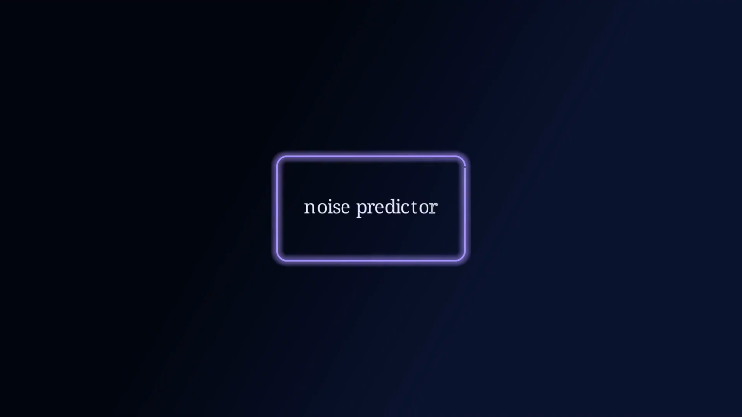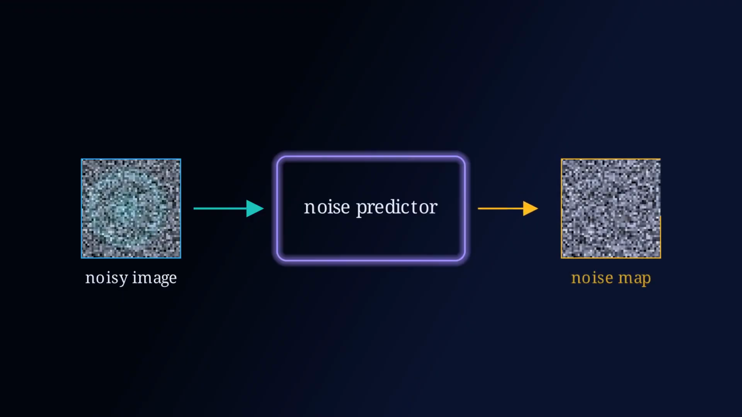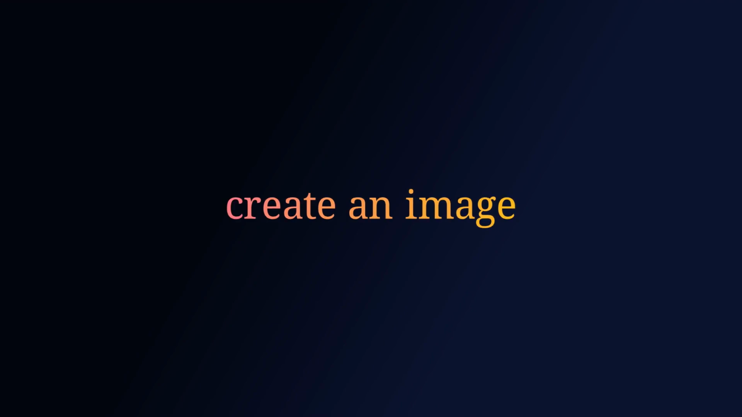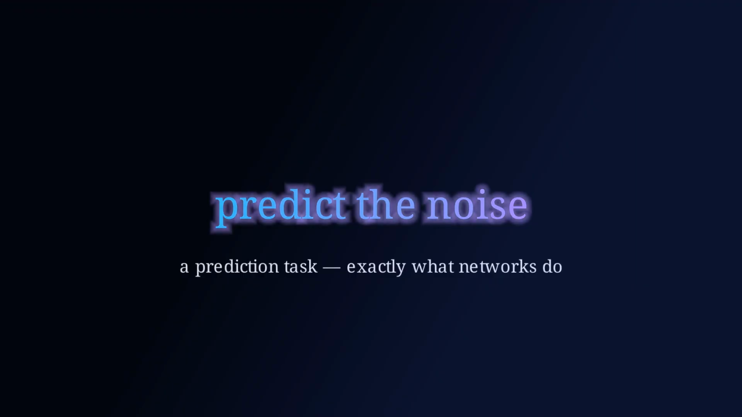Instead of a network that paints images, we build a network that answers one question over and over. How much noise is in this picture, and where is it? Notice how clever this is. We turned a mysterious creative act, generate a beautiful image, into a concrete prediction task, estimate the noise. Prediction tasks are exactly what neural networks are built for.